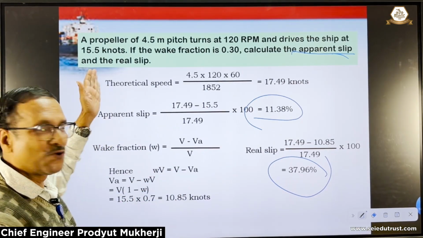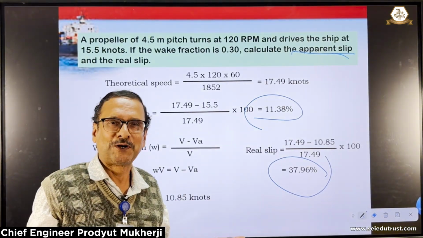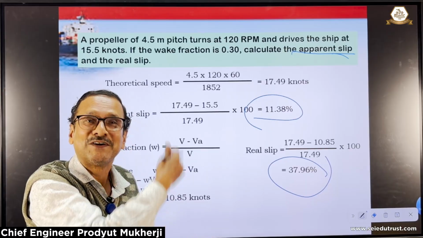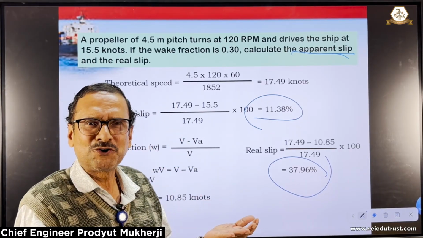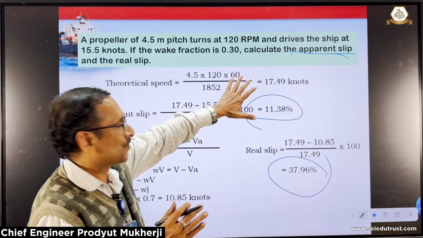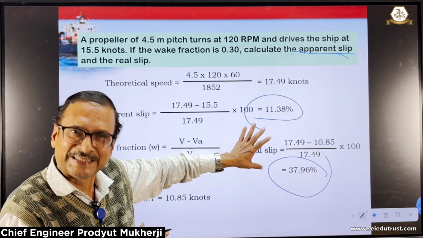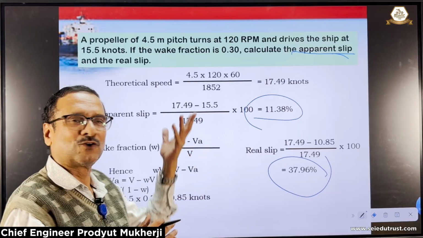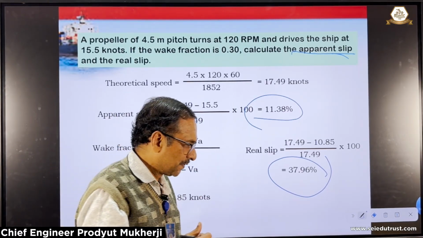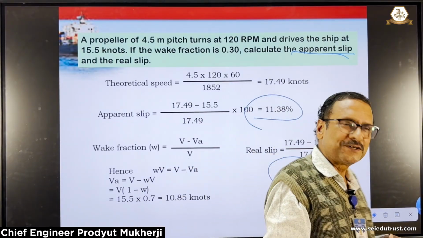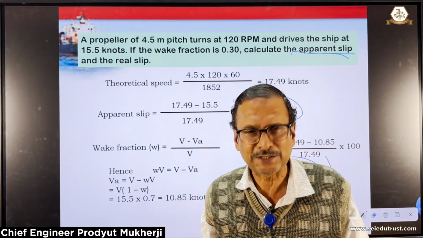So that's how we calculate a propeller numerical with the help of those around 10 or 11 formulae that I have told you. It's very simple. You have to just apply the formulae directly and then you can go ahead with it. Okay, we have actually just finished off with the propeller chapter.